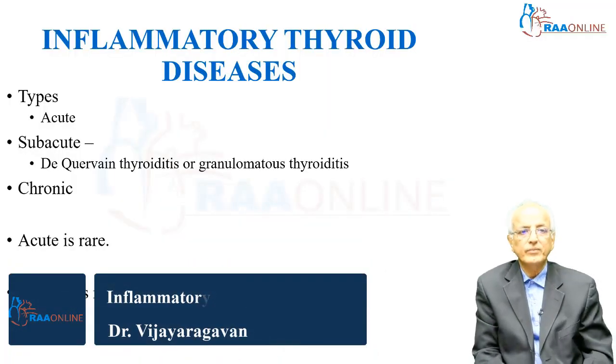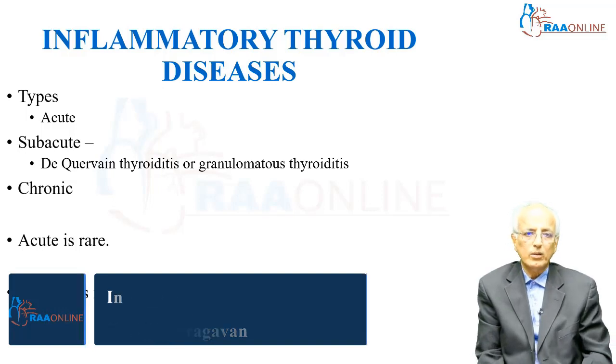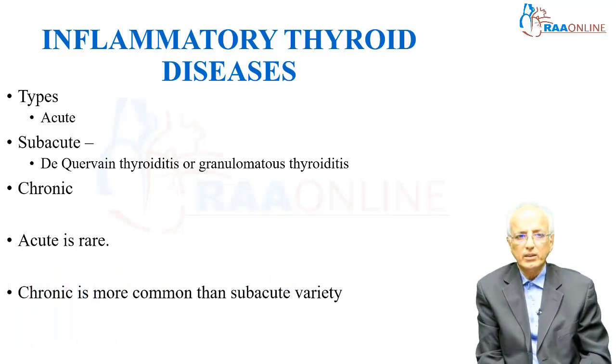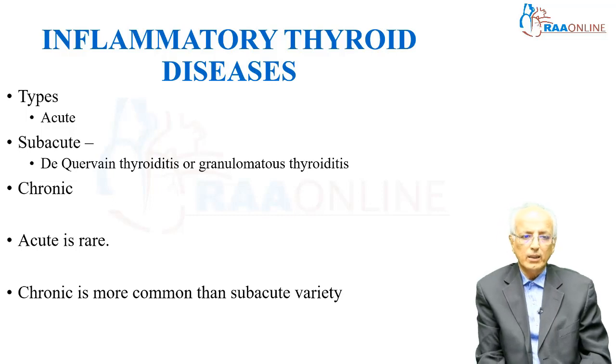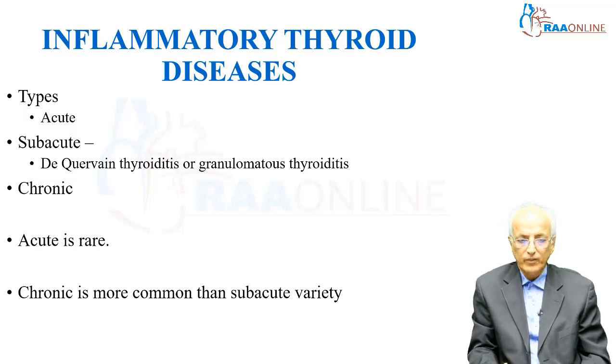Vijay Raghavan. Now we are going to talk about inflammatory thyroid diseases. As the name implies, it's an inflammation of the thyroid gland. As in any other inflammatory disease, we classify them into acute, subacute, chronic. Acute thyroiditis is very rare. Subacute thyroiditis is otherwise called recurrence thyroiditis or granulomatous thyroiditis. Now chronic is more common than the subacute variety.